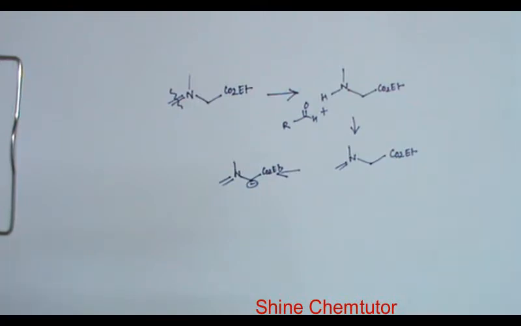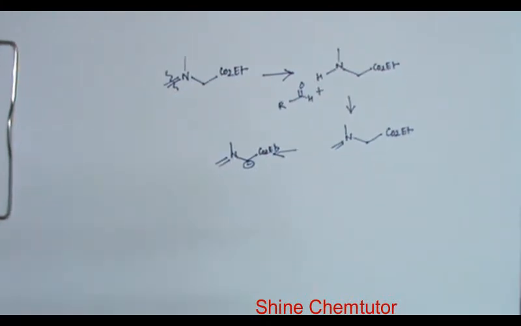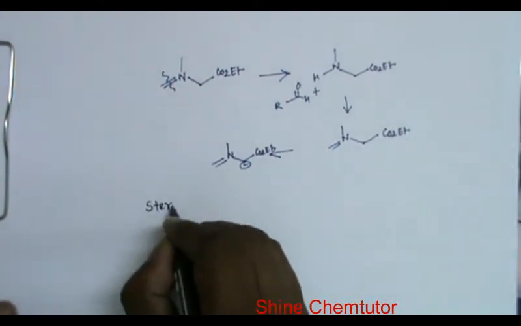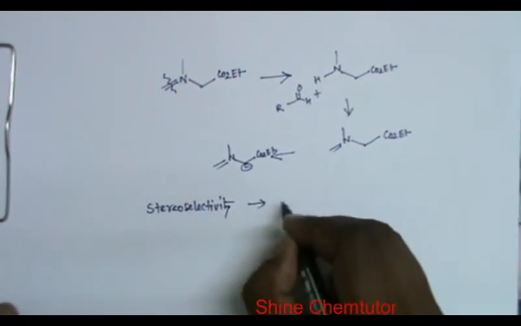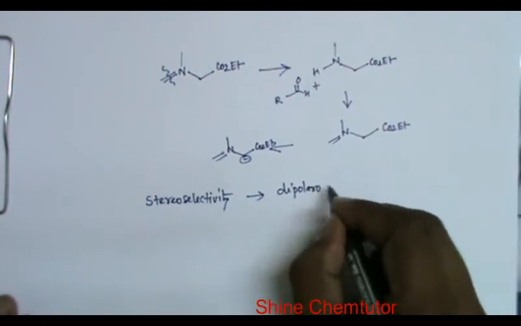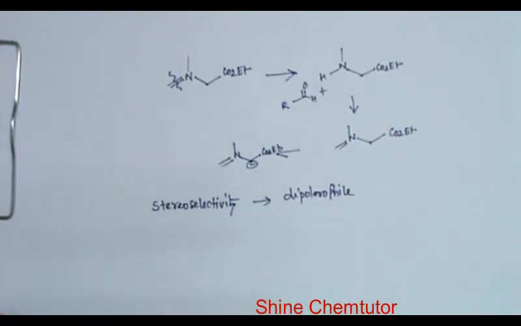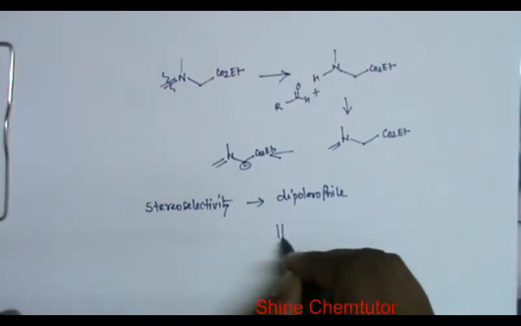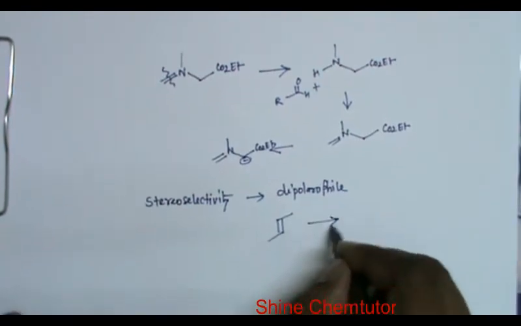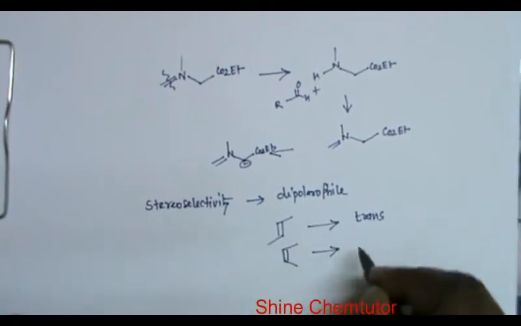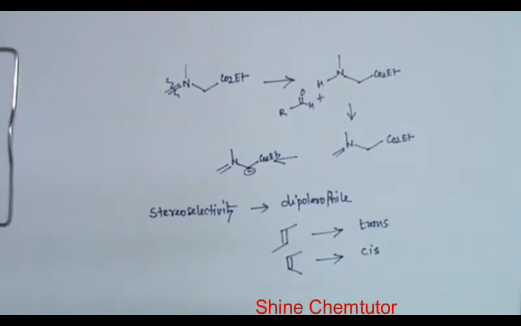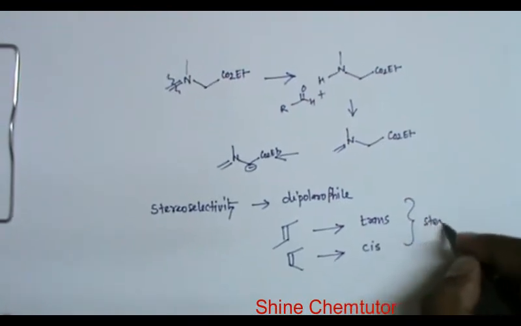Now the question is, what will be the selectivity? What will be the stereoselectivity? Stereoselectivity is decided based on the dipolarophile. The alkene, whatever you add to this dipole, if it is trans, the product also will be trans. If it is cis, the groups will be cis in the product also. So this is known as stereospecificity.